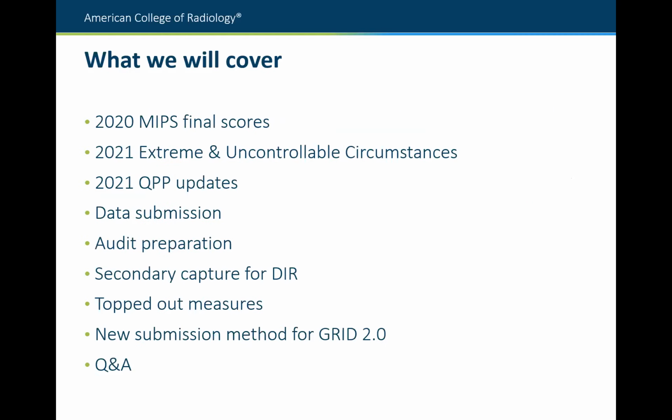All right, so today we're going to cover the 2020 MIPS final scores, review the 2021 extreme and uncontrollable circumstances, as well as the new QPP updates for this program year. We'll go over how to submit your data, how to prepare for our audit, some DIR things such as secondary capture, top-down measures for this year, the new submission method for grid, and lastly, do some Q&A.